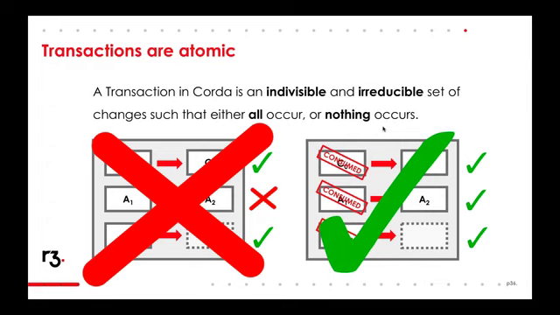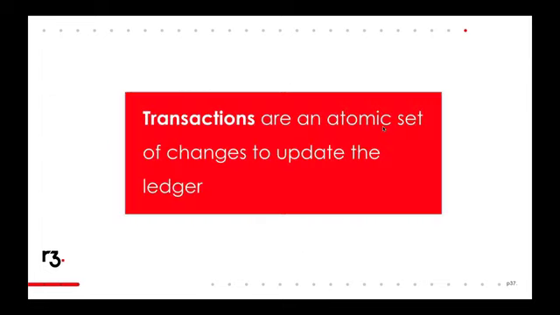And at this point, all of the states would be consumed or marked as historic. You can view transactions as simply an atomic set of changes to update the ledger. But what we haven't done yet is introduced any control mechanism, for instance, the contract code that governs how these shared factual states should be updated. So we haven't discussed that yet, but that will be the focus of the next webinar.